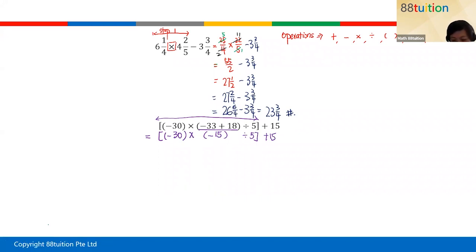Okay, all right. So now I'm going to focus on this part. I have a multiply here and I have a division here. Which one do you want to suggest?